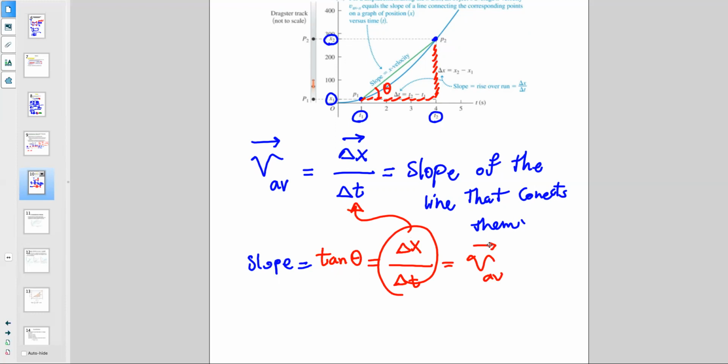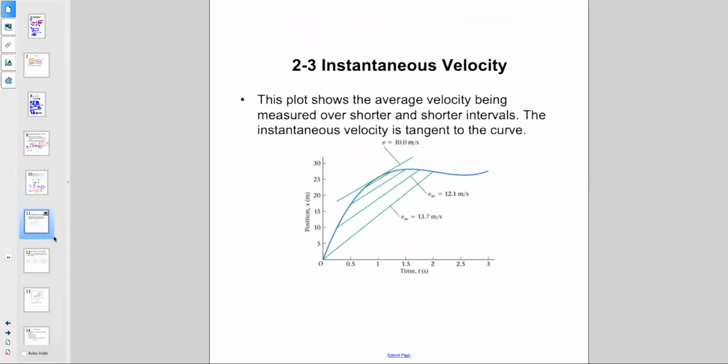Okay, so every time that you have an xt graph, that means that you can find the average velocity if you connect the 2 points and you find the slope of the connector line. That's how you find the average velocity. For instantaneous velocity, on the other hand, you don't need 2 points. The 2 points are very, very, very close to one another. Remember the delta t goes to 0 for instantaneous velocity?